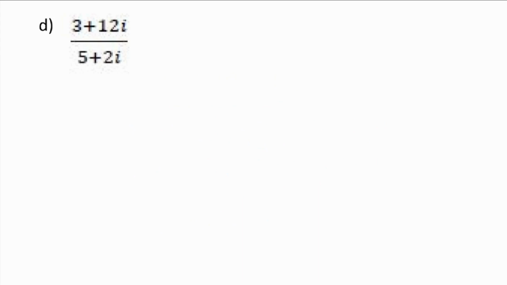And here we've got some division of complex numbers, and we divide by multiplying on top and bottom by the conjugate of the denominator. So if I've got 5 plus 2i in the denominator, I need to multiply on top and bottom by 5 minus 2i. And that will turn the denominator into a real number, and then I'll be able to actually divide it out and write this as some number plus some other number of i's.